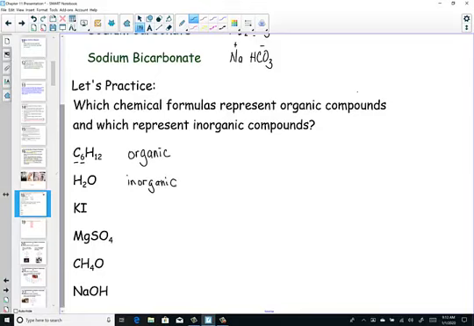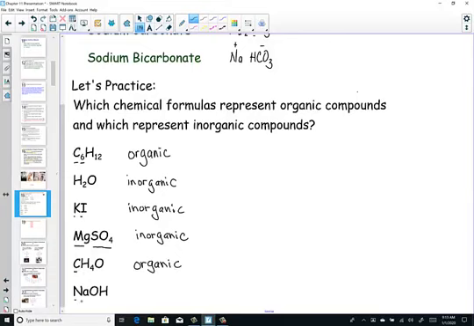The third is potassium iodide, KI, potassium iodide. No carbon there, so I'm sure you wrote inorganic. Here we have magnesium sulfate. Again, that's an ionic salt, no carbon, so that is an inorganic compound. CH4O, yes indeed, this meets all the criteria of being organic. It contains carbon, as well as hydrogens and oxygens.